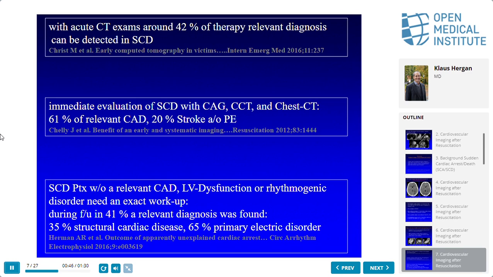And in all those patients without any relevant coronary artery disease or LV dysfunction or rhythmogenic disorders, it's necessary to do a workup of those patients and to find out if there's something within the myocardium. And in this study by Herman, they found a relevant diagnosis in around 41%, of which around 35% were structural cardiac disease and 65% primary electric disorders. So it's very important that the clinicians do a workup of those cardiac death patients with several different imaging modalities, especially using MRI.